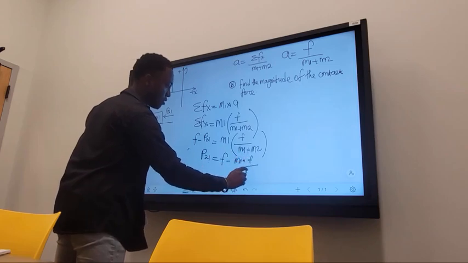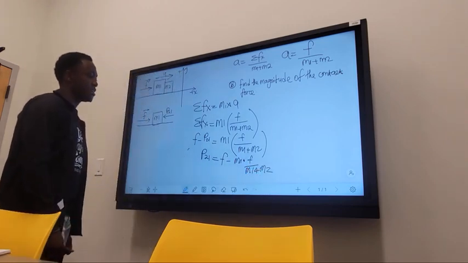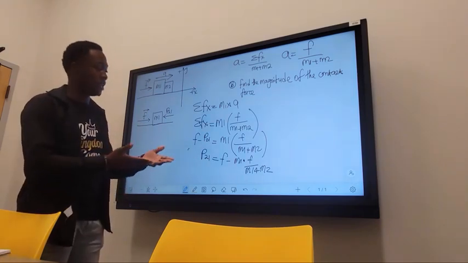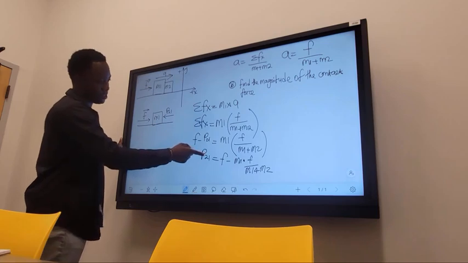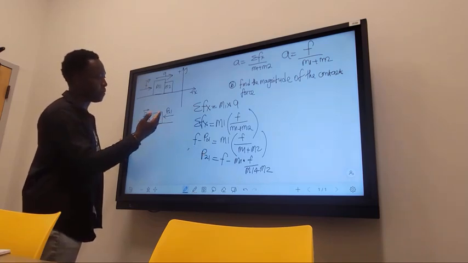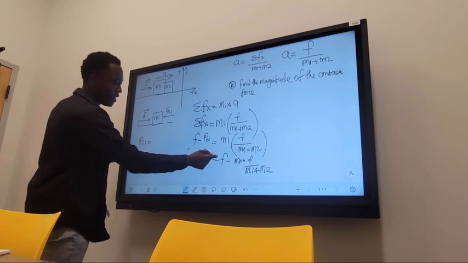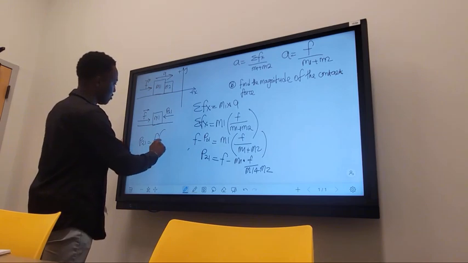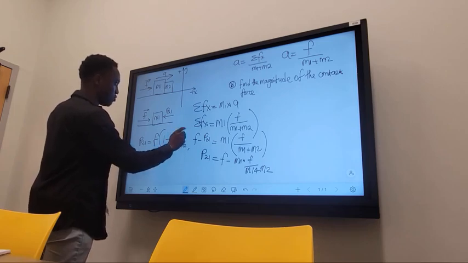F over m1 plus m2. Okay, so from here we can already see our contact force formulating before our eyes. So what we're going to do is just rewrite it and factorize it for better calculation. We're going to have our contact force as F is common in both equations, so we're going to factorize F. That gives me 1 minus m1 over m1 plus m2.